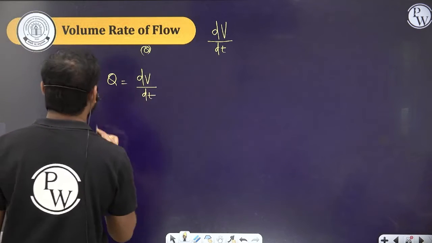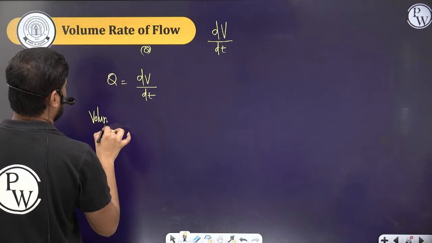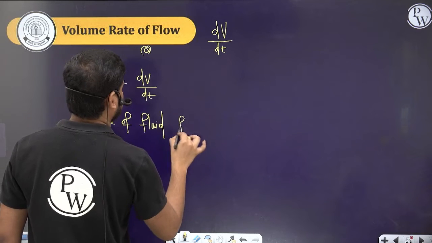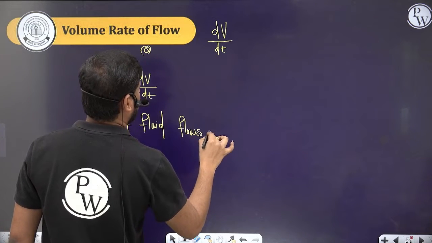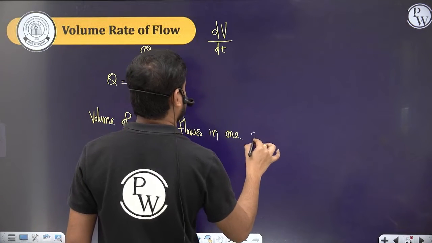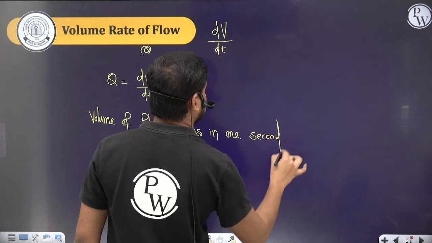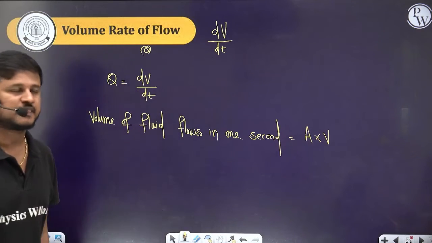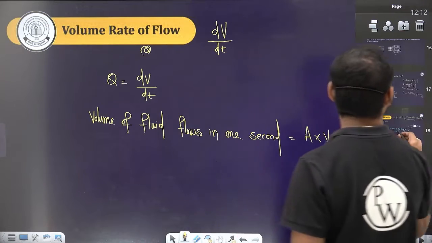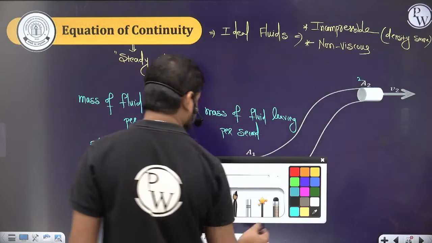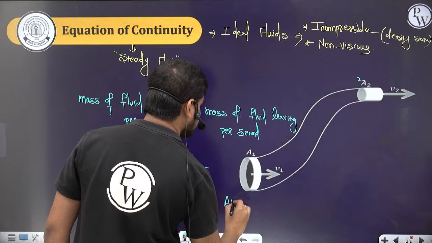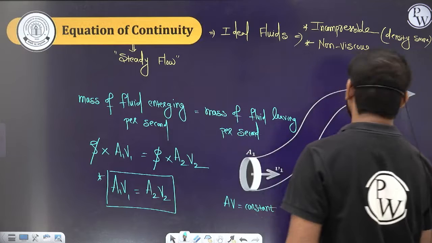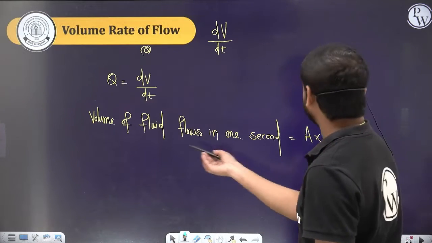Which is nothing but the volume of fluid that flows in 1 second. In 1 second, with velocity V, it is A into V, which is AV. So in this equation of continuity, you can write A1 V1 is equal to A2 V2, which means AV is constant. That's it. In the question, if they ask what is the volume rate of flow, you can simply write AV.